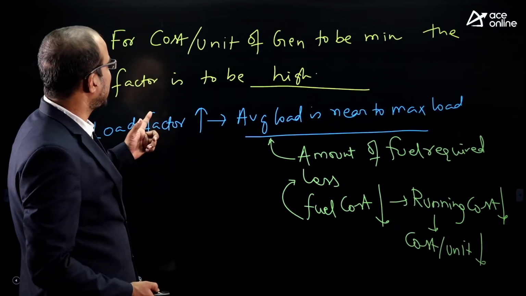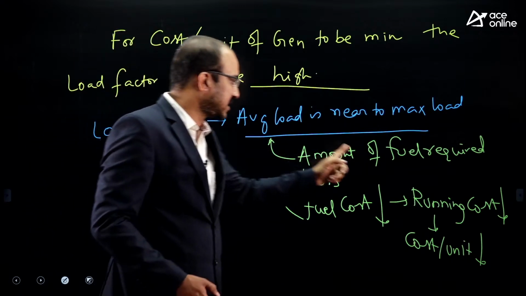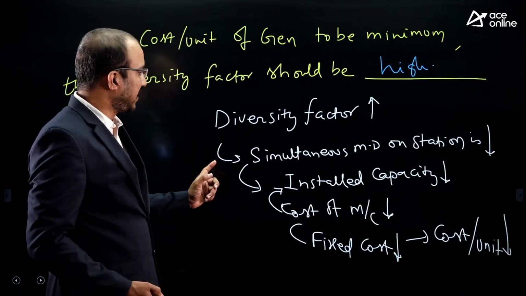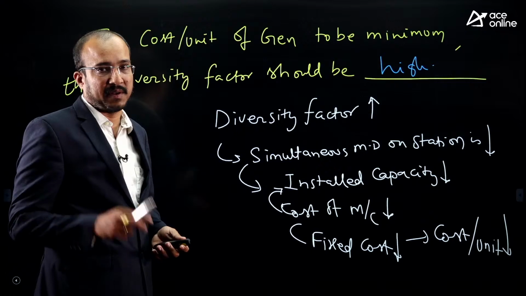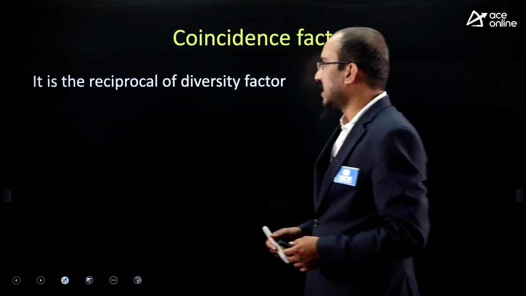For the cost per unit of generation to be minimum, load factor should be high. If load factor is high, running cost is minimized. But if the diversity factor is high, fixed cost is minimized. These are the important points that we need to keep in mind. Now let us observe here.